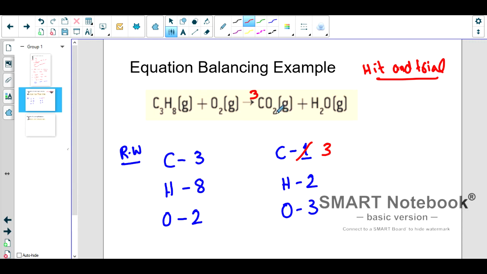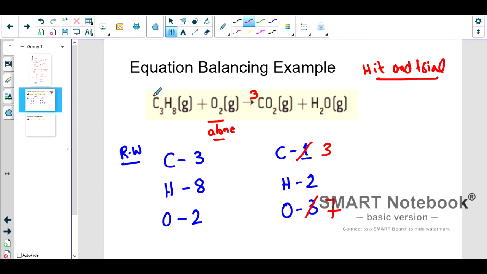So what is there? 3 2s are 6, and 6 plus 1 is 7. So how many oxygens will we have now? We have 7 oxygens, but the carbon is balanced. If you notice one thing here, on the reactant side, this oxygen is alone. Alone means it is not with any other atom or element.